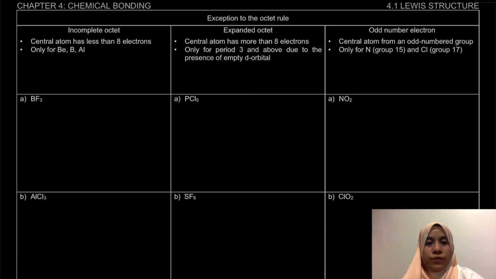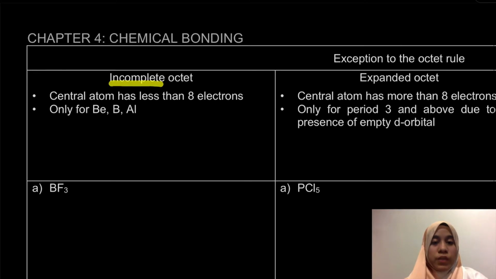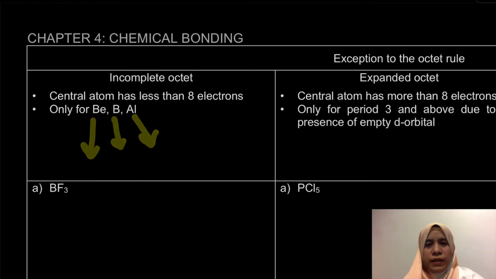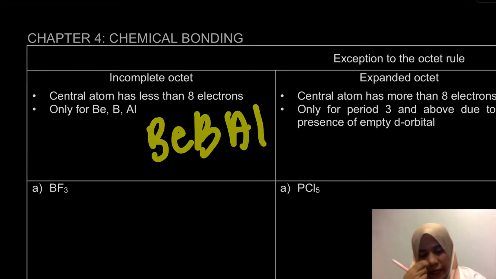Okay, so the first one we're going to look at is incomplete octet. Incomplete, so it means it's not complete. In this case, our center atom has less than 8 electrons. And it is only applicable for BeBAl. BeBAl is actually beryllium, boron, aluminium. Not the bebal that means not smart, no. But it's easy to remember, BeBAl. Beryllium, boron and aluminium.